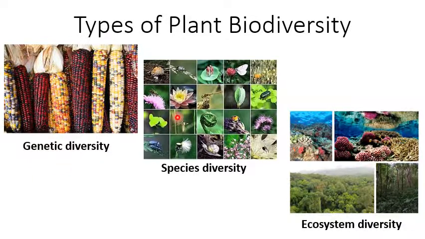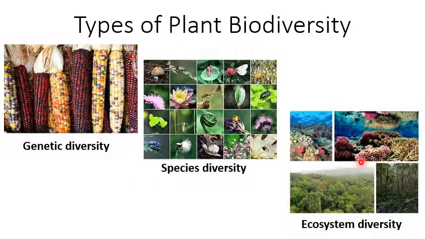In this second picture you can see different species of plants, and each species is different from one another. Even here you can see the snail. So all these are plants. Here you can see an insect, here a snail. So these are different species, and this is called species diversity.